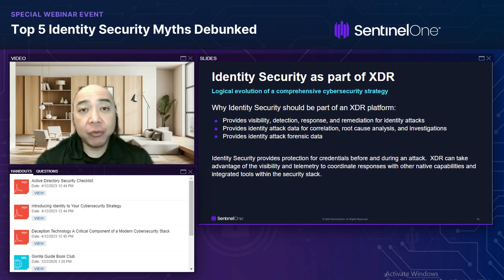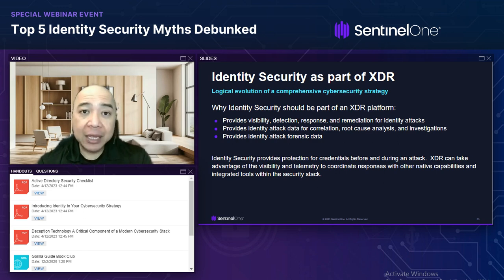And you're also getting identity forensic data, right? You know which processes initiated identity-based attacks, right? You've got activity that you can now use to correlate against all of your extra tools and your native capabilities, right? So identity security provides protection for credentials before and during an attack. XDR can take advantage of that visibility and telemetry to coordinate your responses across your entire enterprise.